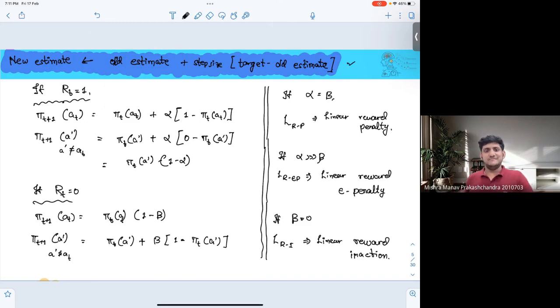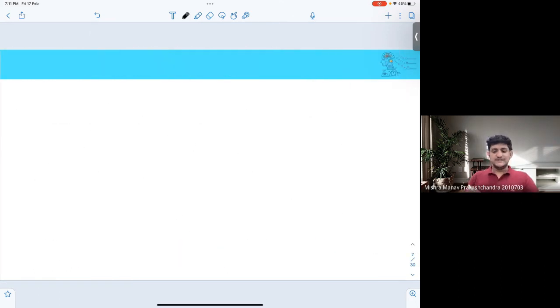So my new estimate is my old estimate plus step size times target minus old estimate. If I use it again, I get theta is theta plus alpha times gradient of eta of theta. So I'm not updating the policy now. All I'm doing is updating the theta, because if I have theta, I have the entire policy. And this is how the policy update for theta looks like.